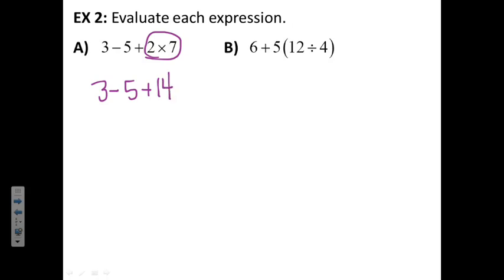And then I've got addition and subtraction. We did those at the same time. We go from left to right, so I'm going to do the 3 minus 5 first to get negative 2, and add 14 for a total of 12.